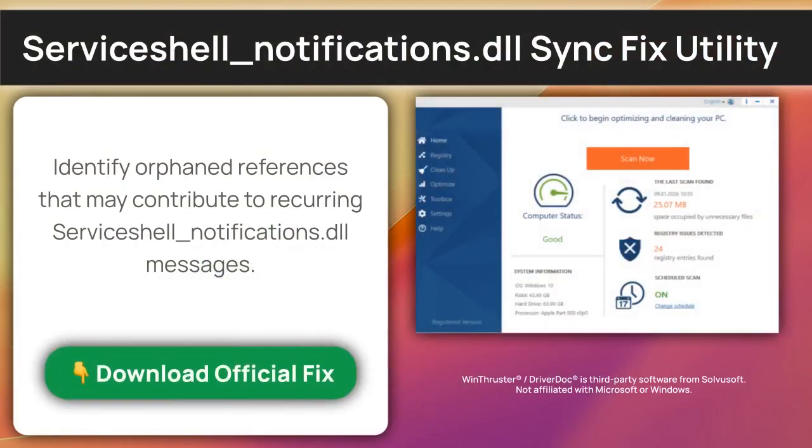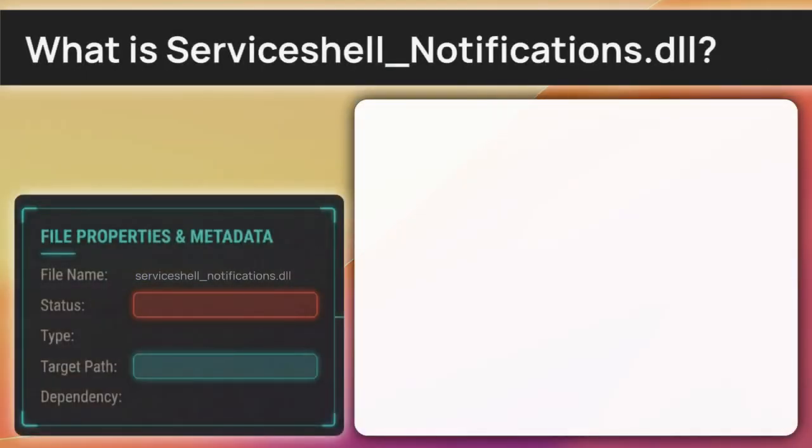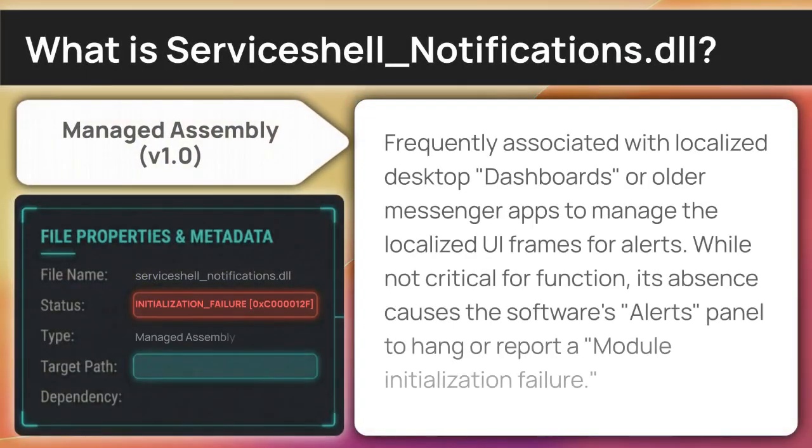This is the Service Shell Notifications module, frequently associated with localized desktop dashboards or older Messenger apps to manage the localized UI frames for alerts. While not critical for function, its absence causes the software's Alerts panel to hang or report a module initialization failure. Now that the background is clear, let's walk through the actual installation steps.